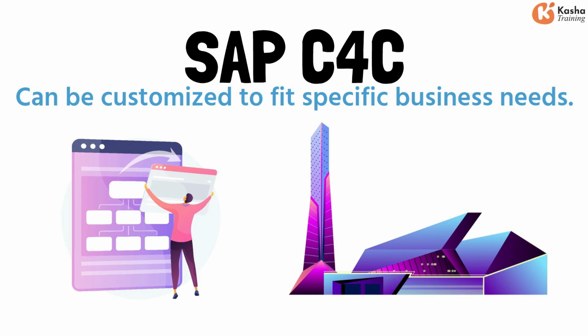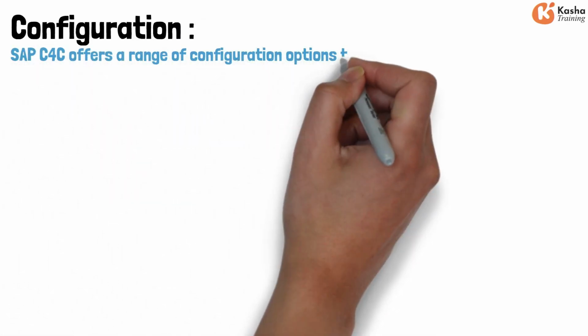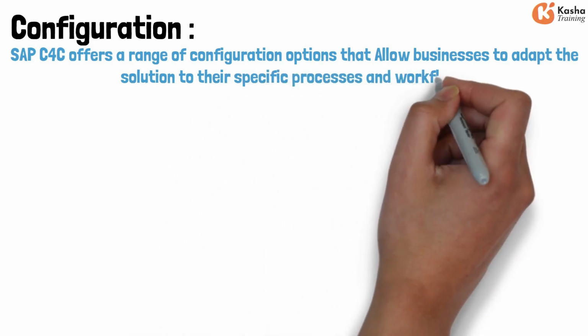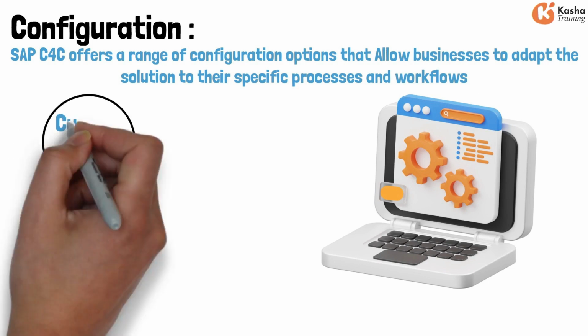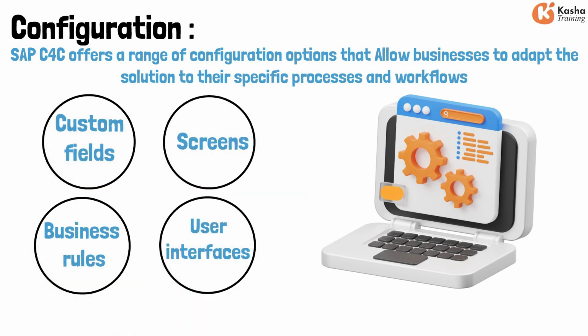Here are some ways in which SAP C4C can be customized. Configuration. SAP C4C offers a range of configuration options that allow businesses to adapt the solution to their specific processes and workflows. Configuration settings can be adjusted to define custom fields, screens, business rules, and user interfaces. This enables organizations to align SAP C4C with their existing business processes and terminology.